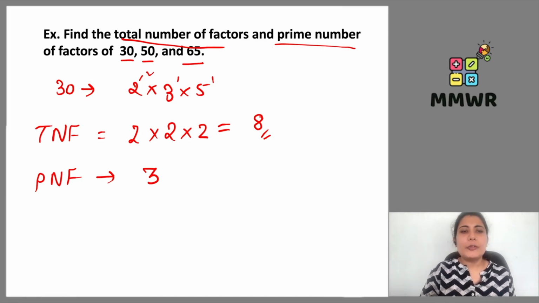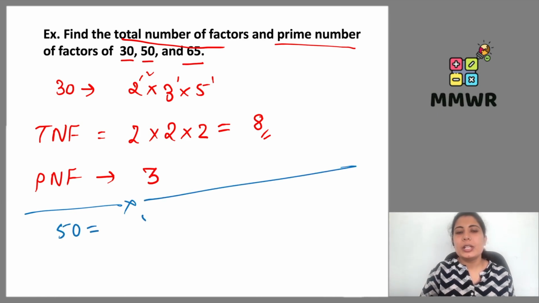Now we can do it for 50 also, right? For 50, how will we do it? 2 multiply 5 multiply 5. Or we can say it this way, 2 multiply 5 is 10, 10 multiplied by 5 is 50, right? Furthermore, factorization is not possible. So total number of factors, how many are there?